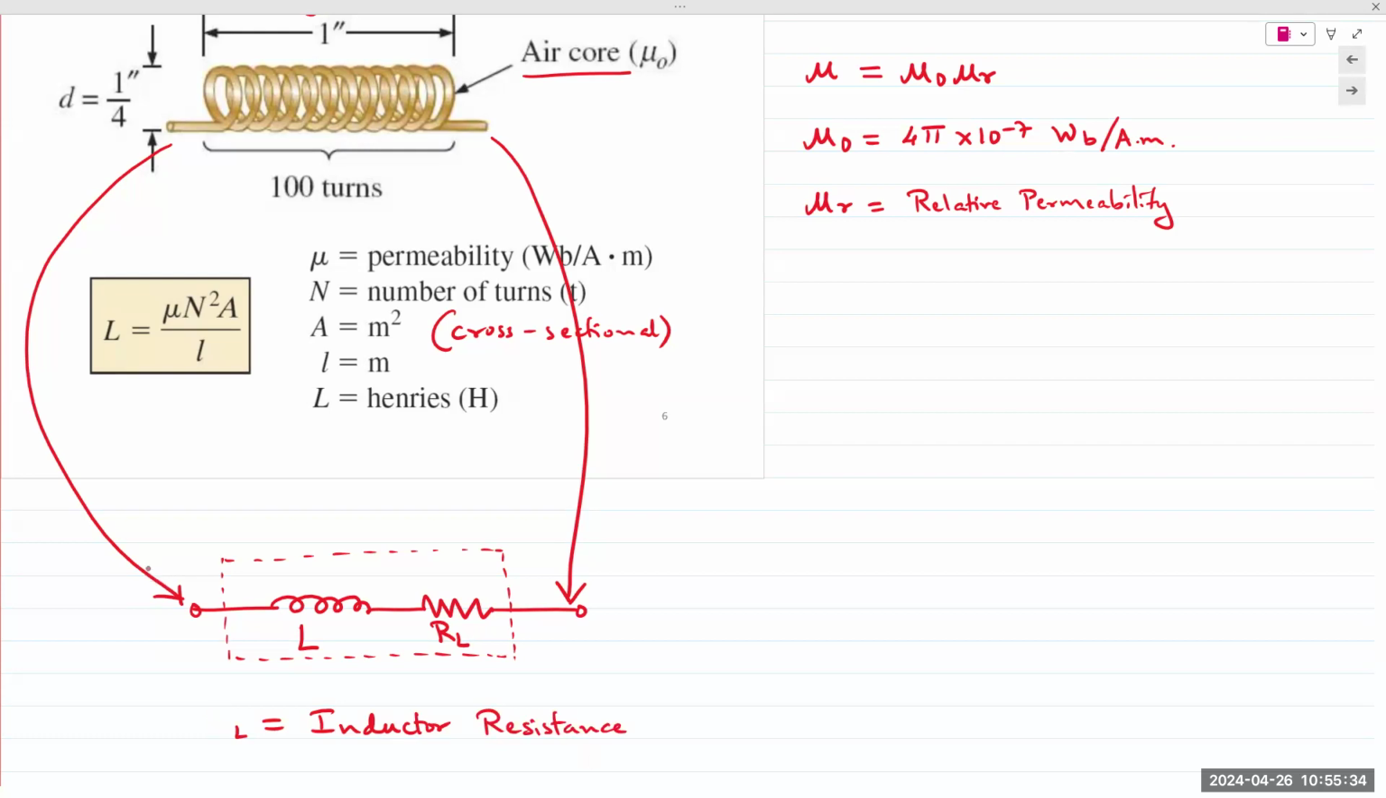Okay. RL is the inductor resistance. You'll use this concept heavily in understanding lab number 6. If you're checking the lab, this is where you will need this concept. Okay, pause. Let me know if you have any questions.